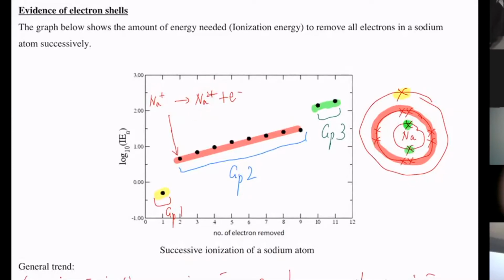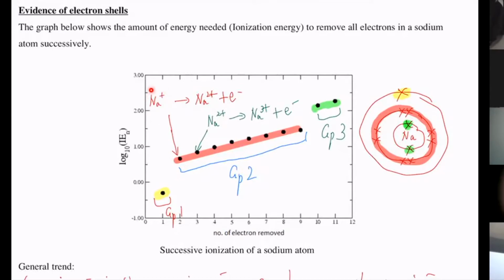And for the next one, we're removing the third electron, so it should become Na3 plus. Here it's hard to say whether this increase in the energy needed to remove the third electron is due to them being located at a different distance on this shell, or the increase of charge.